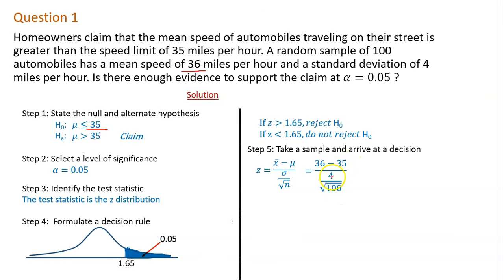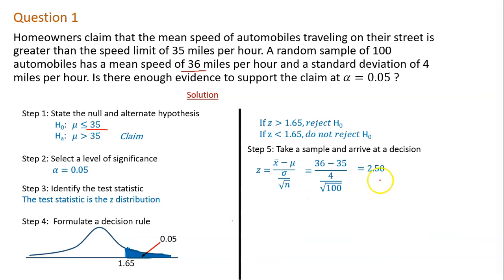Okay. And then 4 divided by root 100. Root 100 is 10. And 4 divided by 10 will give you 2 over 5. Okay. And when you put that on your calculator, you get 5 over 2. And 5 over 2 in decimal will give you 2.5. So you can leave it in 2 decimal places. That is 2.50. So the computed z or the test statistic is 2.50.